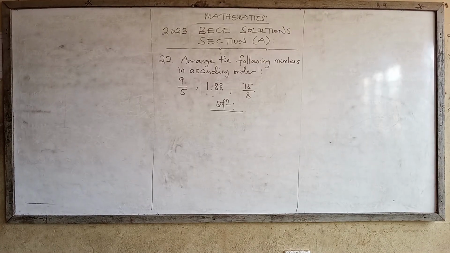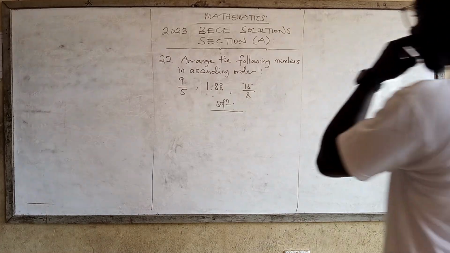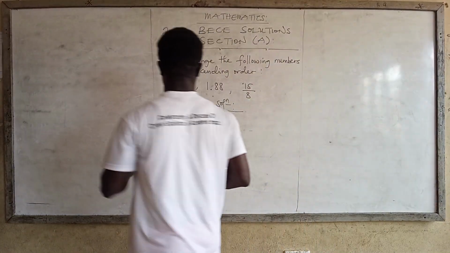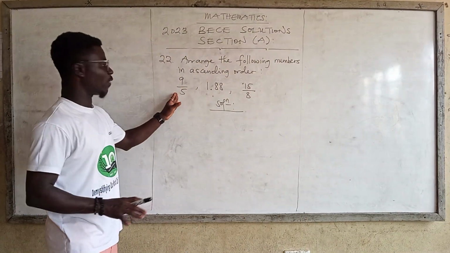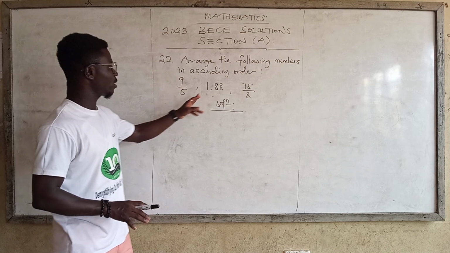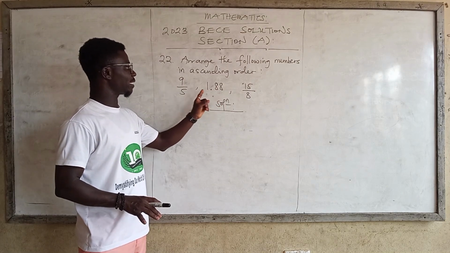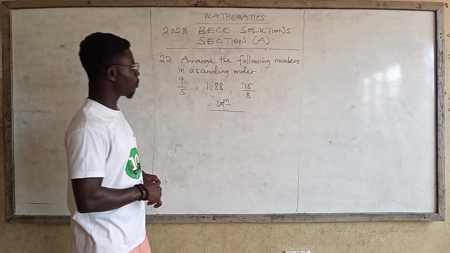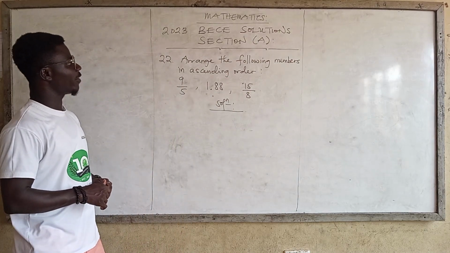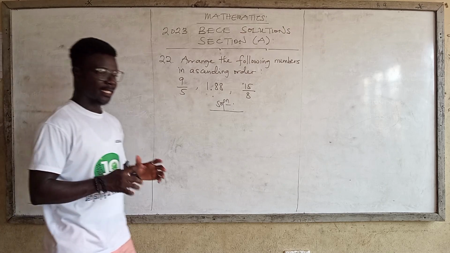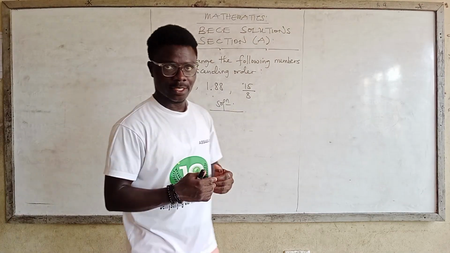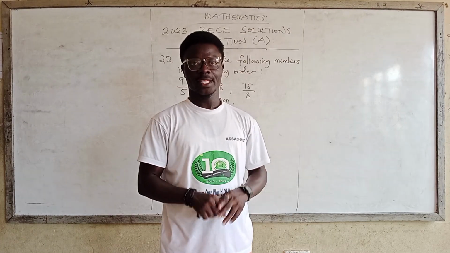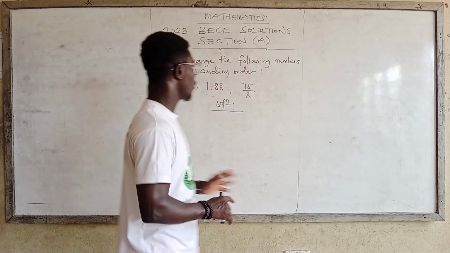Alright, so let's proceed to question 22. Arrange the following numbers in ascending order. We've been given the numbers 9 out of 5, which is an improper fraction, 1.88, that's a decimal number, and 15 out of 8, that's also an improper fraction. So we should arrange them in ascending order. Ascending order means from the lowest to the highest, which means smallest first.